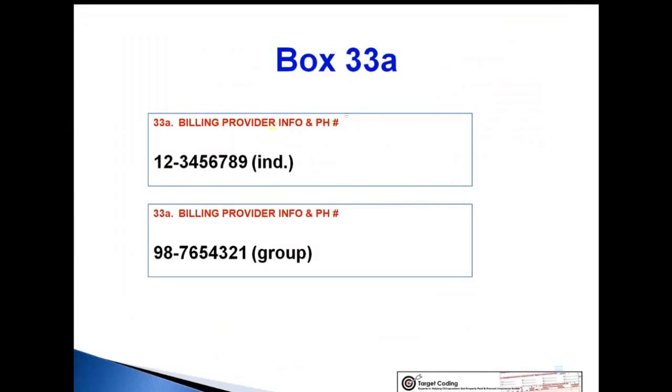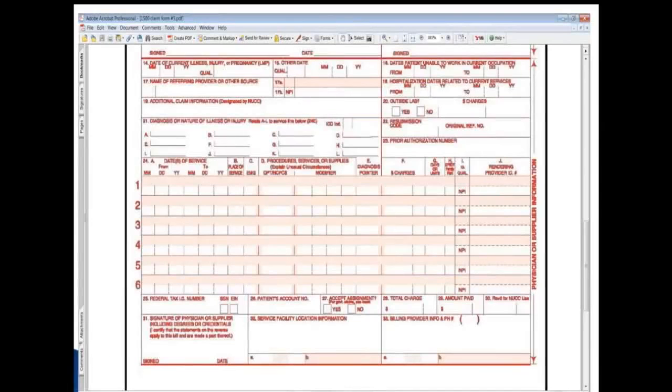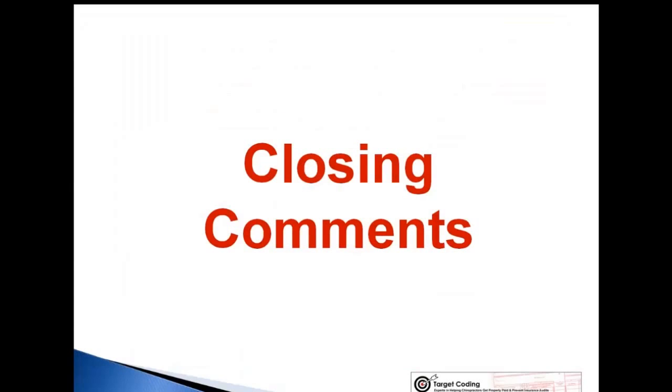32 is the service facility location information. 33 is the billing provider info, name, address, phone number. In 33A, you're going to put the provider's individual NPI number, or if you are a group, you want to put the group NPI number in 33A. And that's the form. So just a few closing comments.